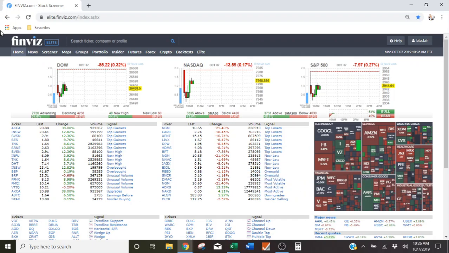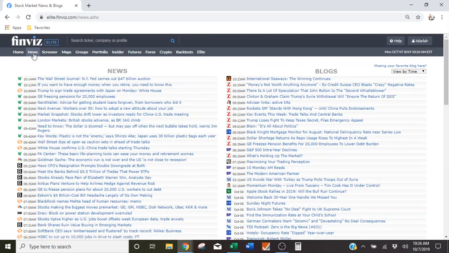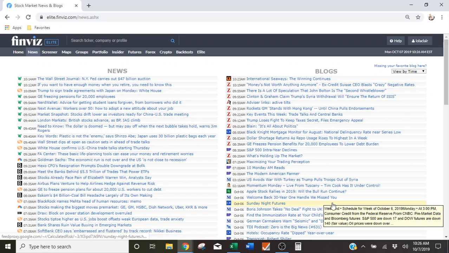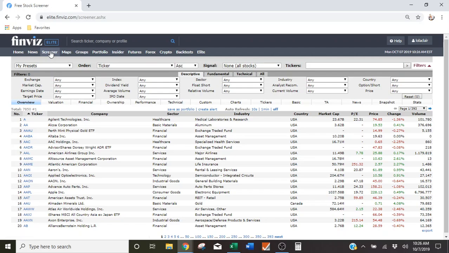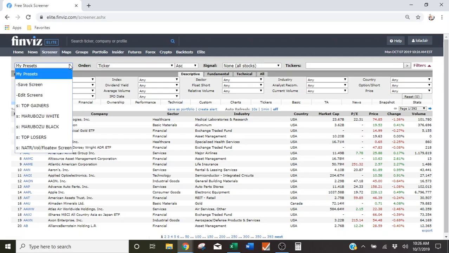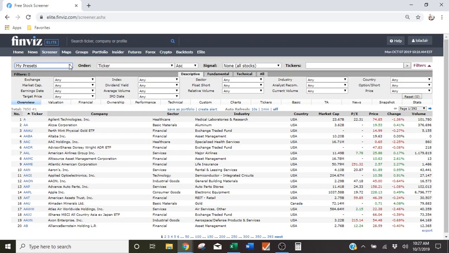Here is the home page, and if you click on these tabs, you can see what's going on in the news, and it gives a breakdown per time period, what the news has, and also gives some blogs here on stocks and what's going on in the market. This is basically my go-to page, and I have some of my presets here I'll go over in a minute.